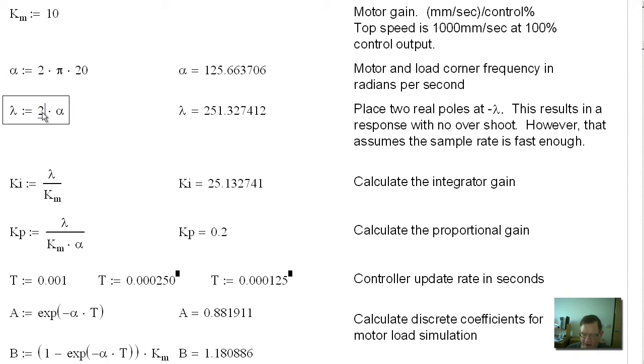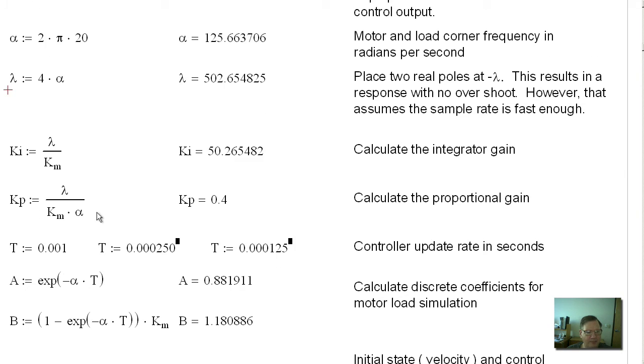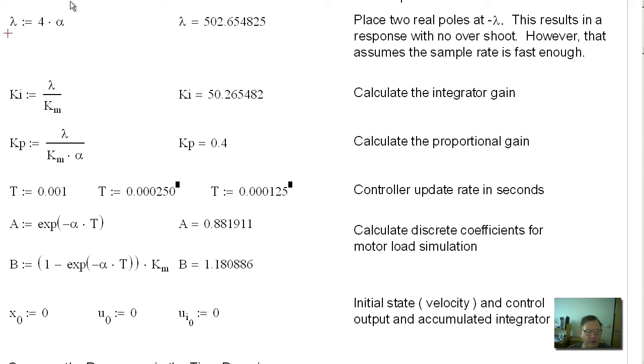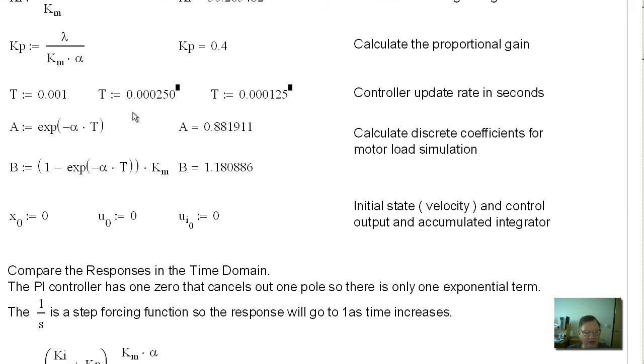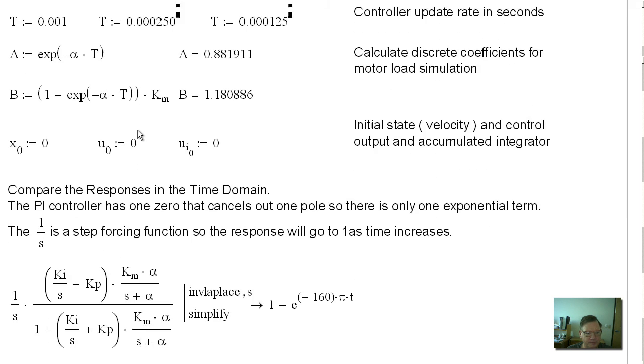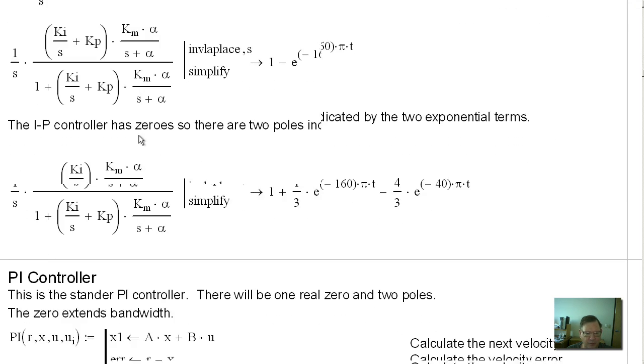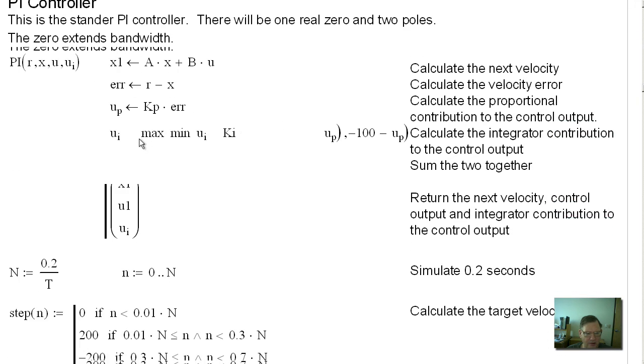So let's make this a 4. So now the closed loop pole should be at 500 and something, and there still will be an open loop pole which gets canceled out by a 0. So we're going to just be left with a closed loop transfer function with one pole at about minus 500 radians per second. So let's take a look.